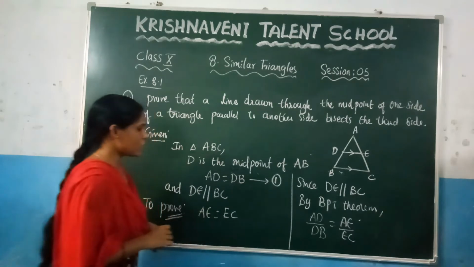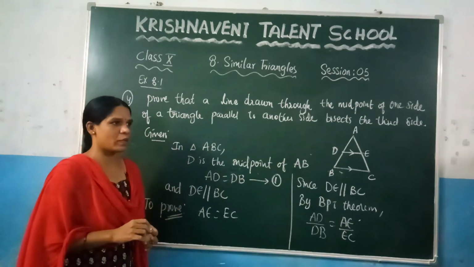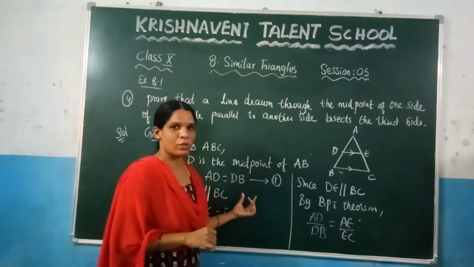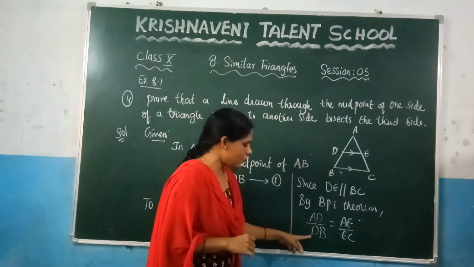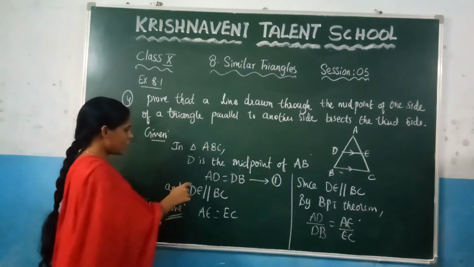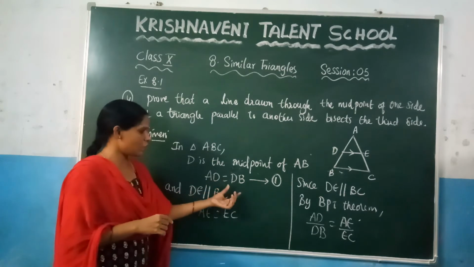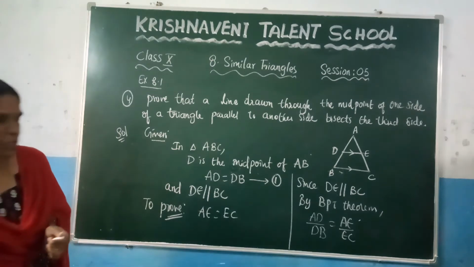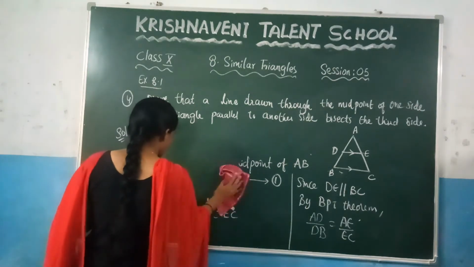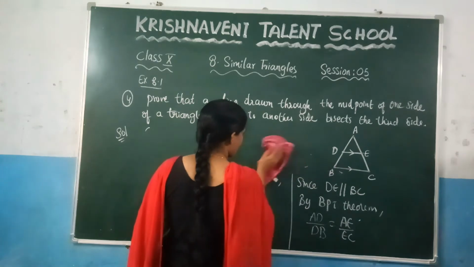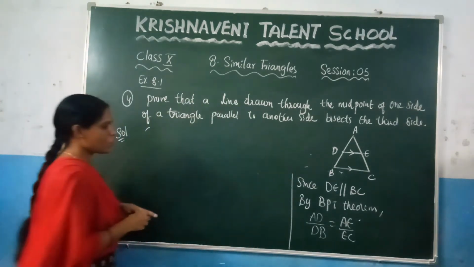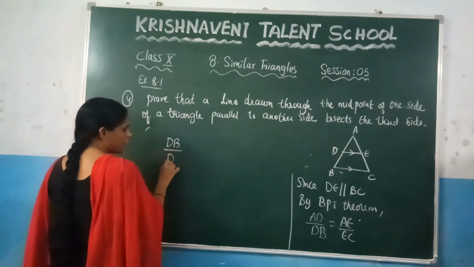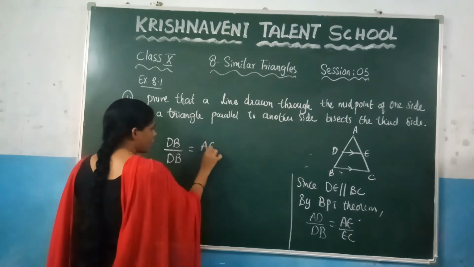Now here, what have they given? D is the midpoint of AB. So what does it mean that D is the midpoint of AB? That is nothing but AD is equal to DB. So in place of AD, you can write DB, because you know that D is the midpoint. That means AD is equal to DB. So I am changing this one. In place of AD, you can write here DB. Write it here DB by DB is equal to AE by EC.